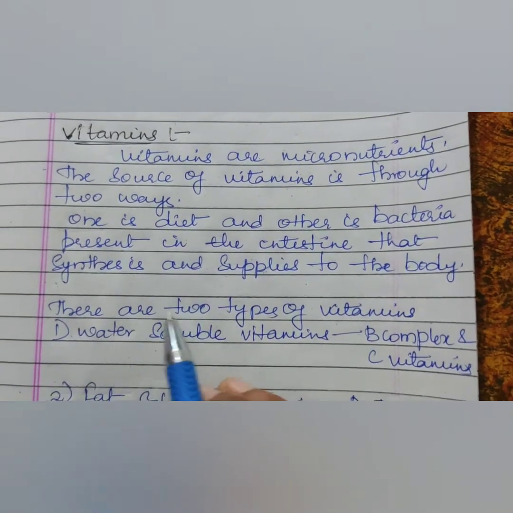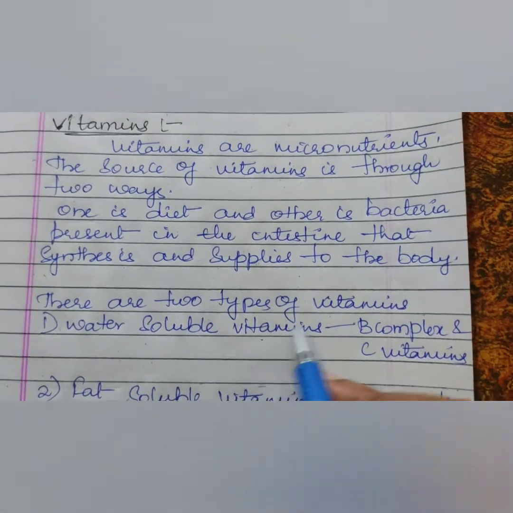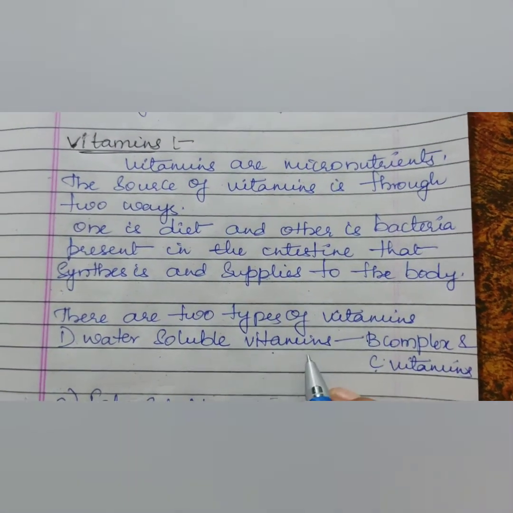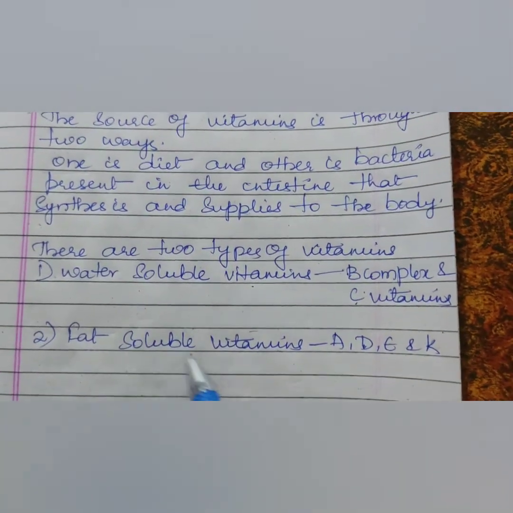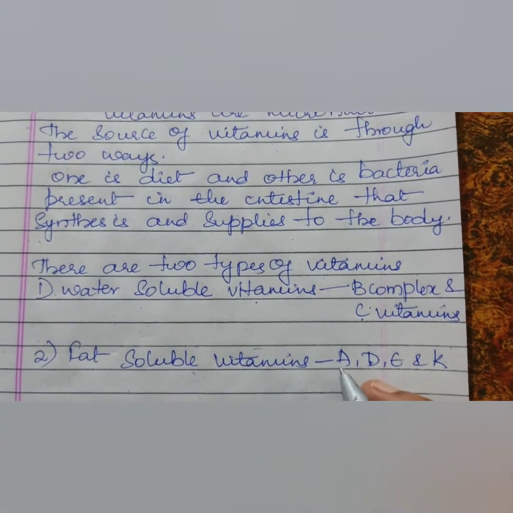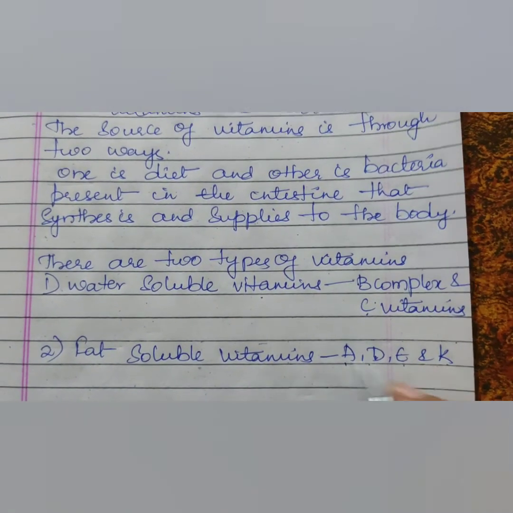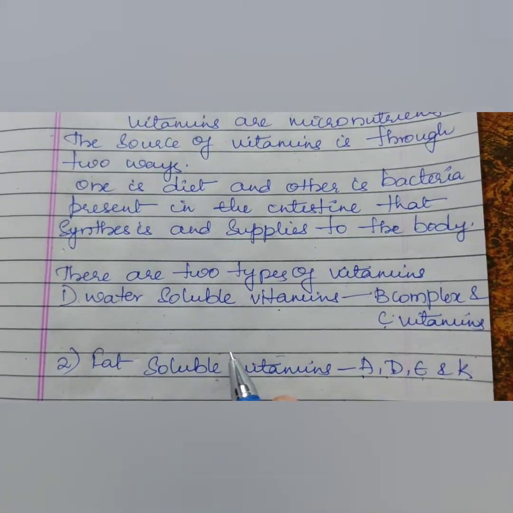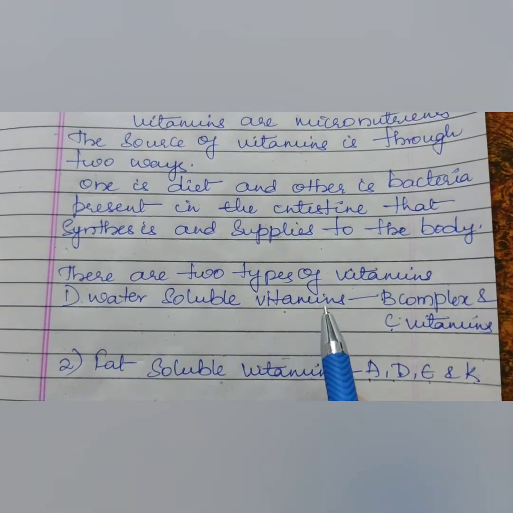These vitamins are of two types. One is water soluble vitamins: B complex and C vitamins. And fat soluble vitamins are vitamin A, vitamin D, vitamin E, and vitamin K. A, D, E, K are the fat soluble vitamins, and B and C are the water soluble vitamins. Okay children?